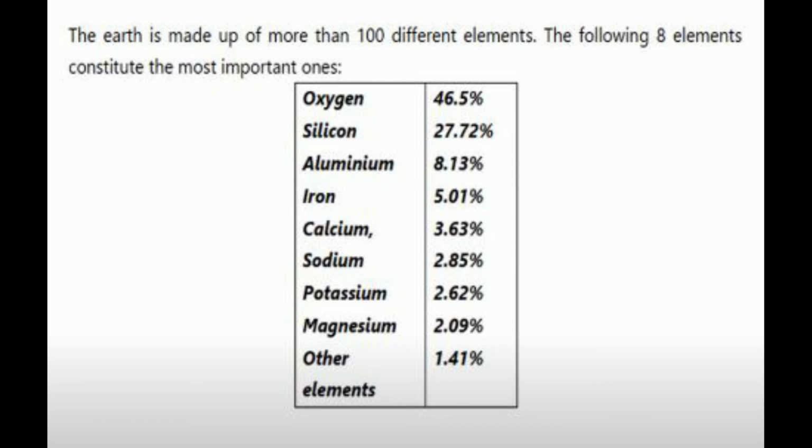The Earth is made up of more than 100 different elements. The following 8 elements constitute the most important ones: oxygen 46.5%, silicon 27.72%, aluminium 8.13%, iron 5.01%, calcium 3.63%, sodium 2.85%, potassium 2.62%, magnesium 2.09%, other elements 1.41%.